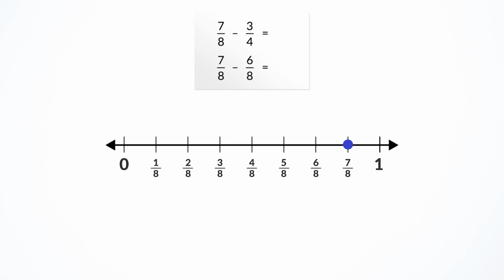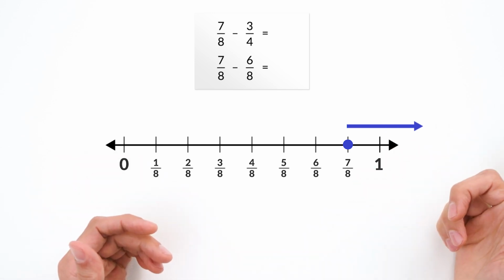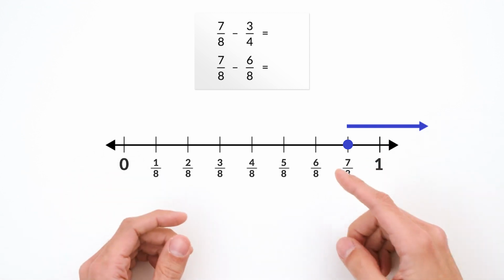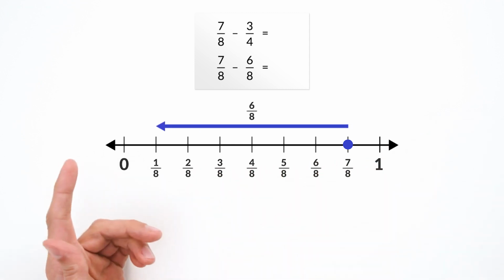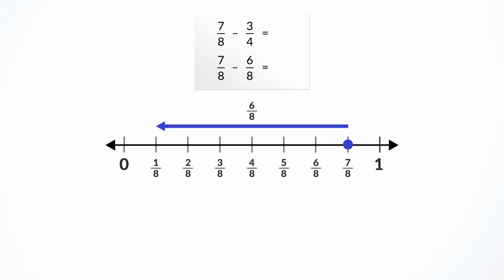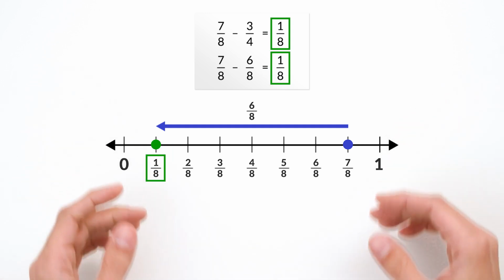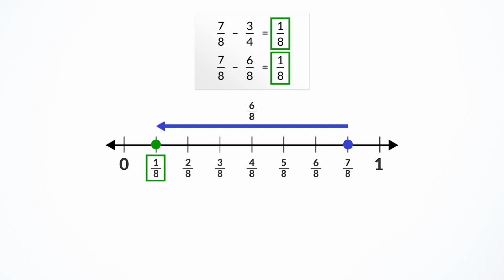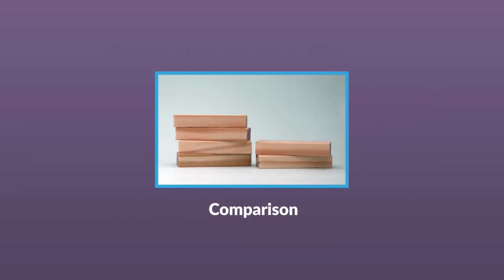So to show taking away 6/8, I'm going to draw an arrow that is the length of 6/8. If I were adding 6/8, I would draw the arrow going to the right, because I'm increasing the amount. But since I'm subtracting, I'll go to the left towards 0 to show that the amount is decreasing. And then I'll put a point at the location where the arrow ends, which is 1/8. So you can see that we have a couple of different strategies for representing the takeaway model for subtraction on the number line. Now let's look at the comparison model of subtraction.